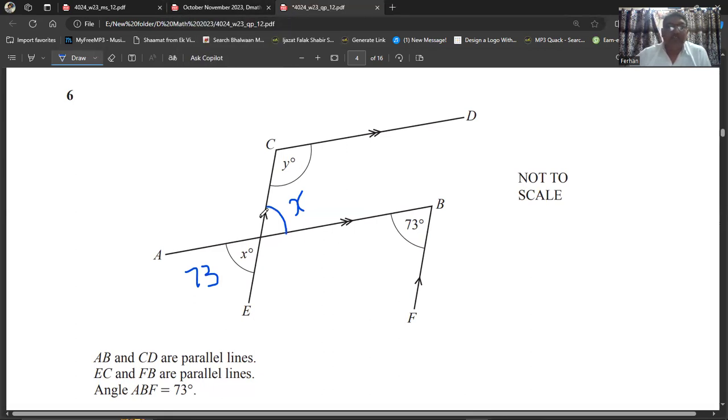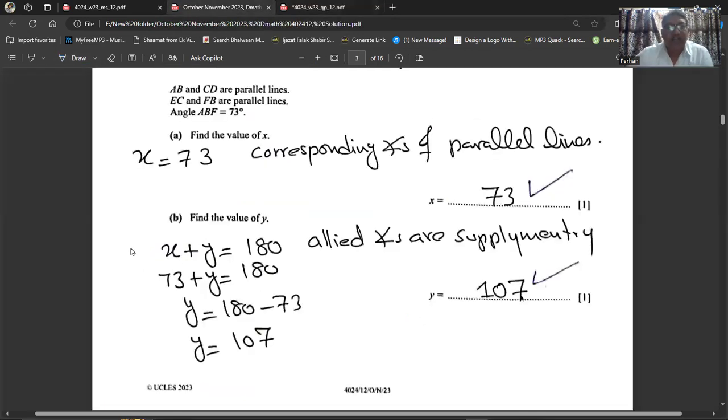Another thing can be: this is y, and this angle will also be y, because they are alternate angles. So then y plus 73 will be equal to 180, because the sum of the adjacent angles on a straight line is equal to 180. Let me show you how I have done this.